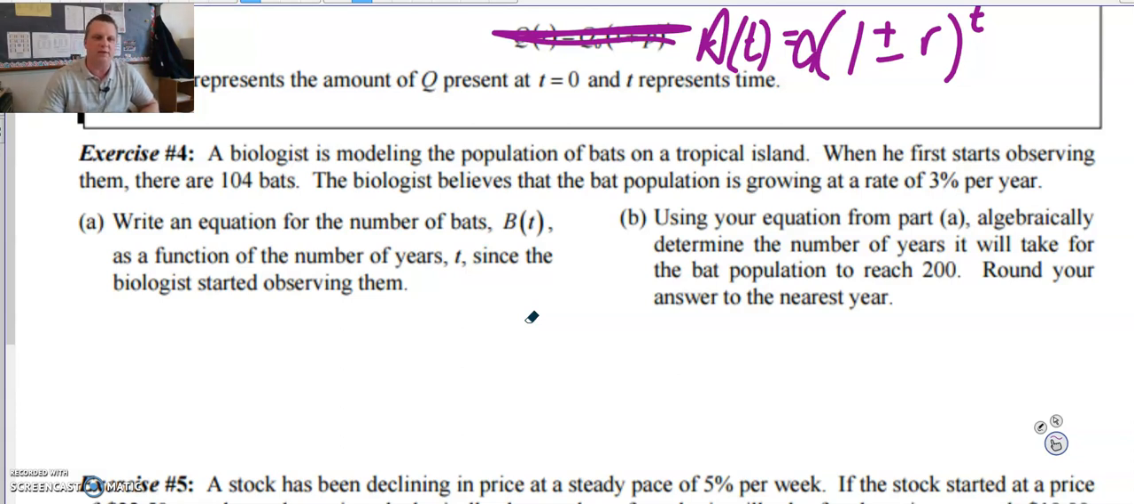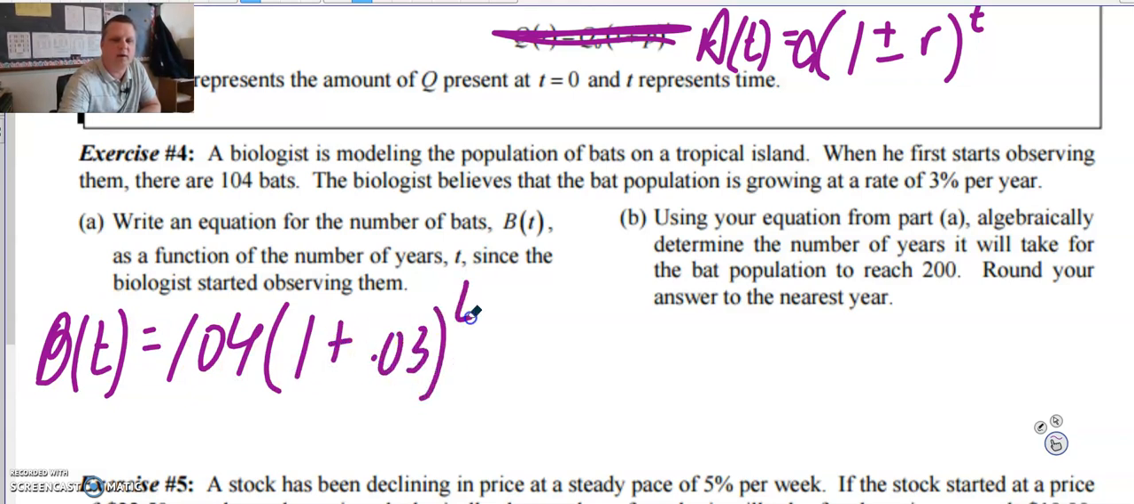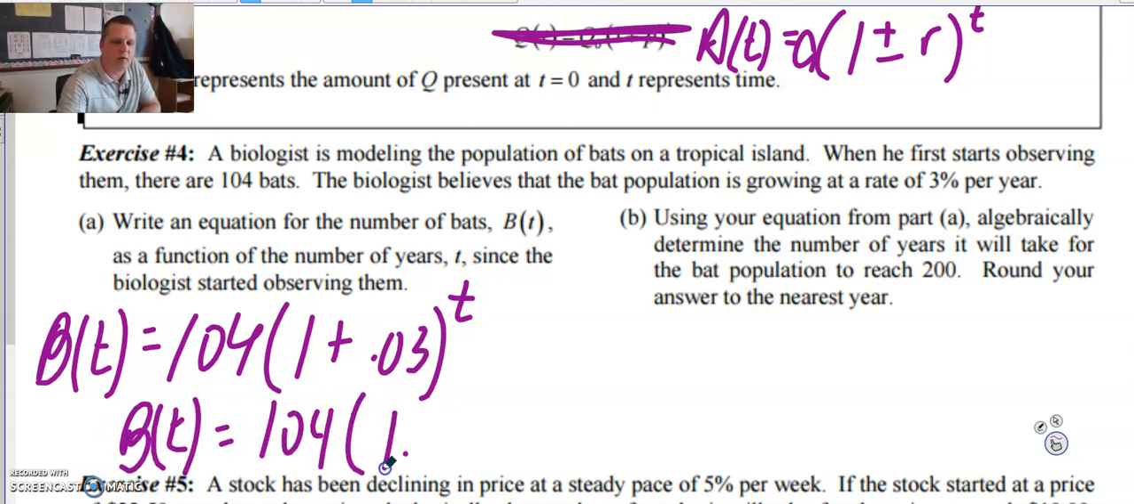So you have your biologist modeling the population of bats on a tropical island. He first starts observing them. There are 104 bats, so that's your little a. The biologist believes that the bat population is growing at a rate of 3% per year. Write an equation for the number of bats, B(t). Okay, so the number of bats is 104 times (1 plus 0.03) to the t. There it is right there. If you want to combine, be my guest: 104 times 1.03 to the t.